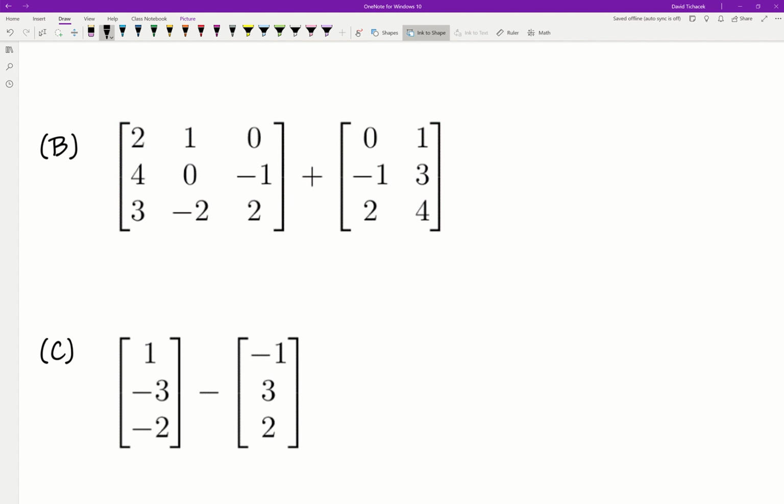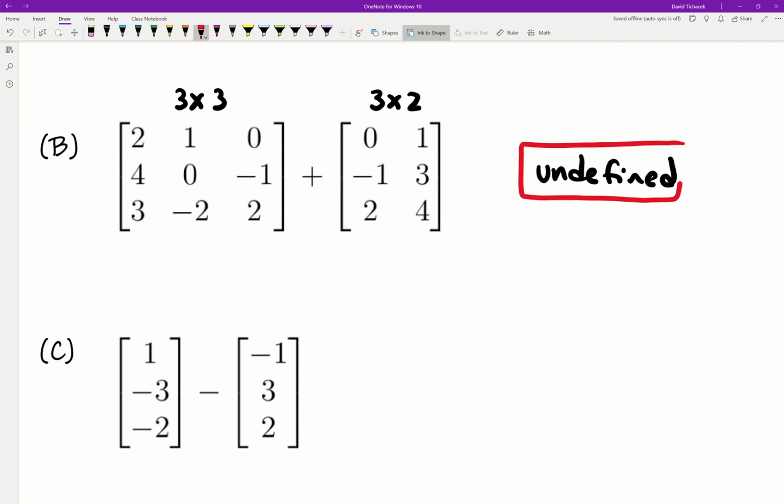In the next one down, we have this 3x3 matrix that we're trying to add to a 3x2 matrix, and we are not actually going to be able to do this, right? Because remember that we need to have matching orders in order for us to add these two together, okay? And these have different orders. One's a 3x3, the other's a 3x2, and so we would not be able to add these together, so the conclusion there would simply be that the sum of these two matrices is undefined.